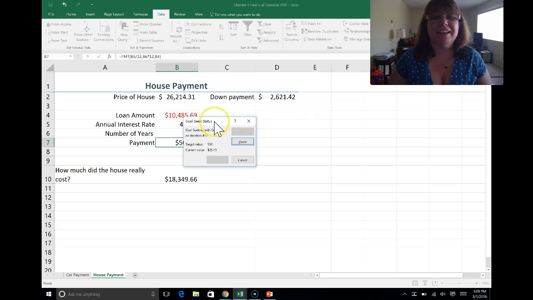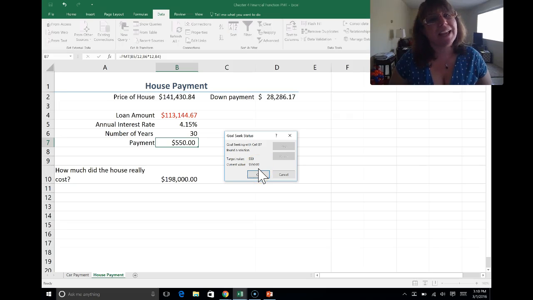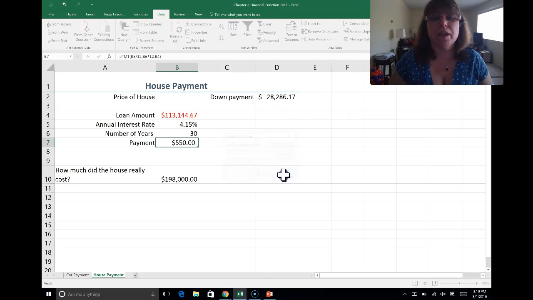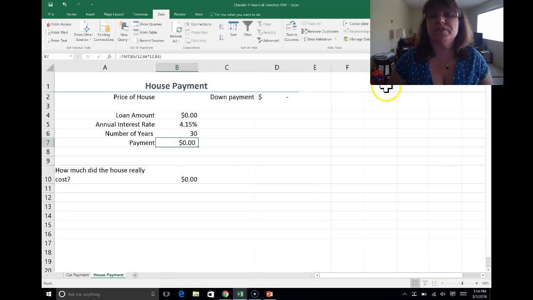Now you see, it's taking a little bit to figure it out, but right now it's $550 and I can afford a $141,430 house with a down payment of nearly $28,000. But what happens if I can't put down 20%? Let's say I can only put down 10%. Let's see how much of a house I can buy then.